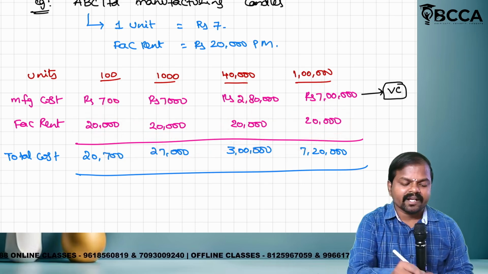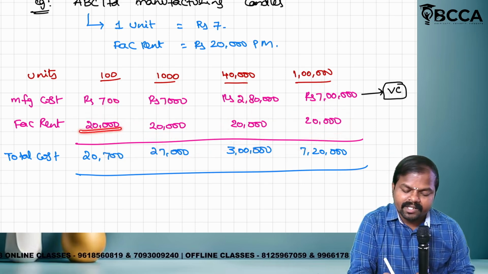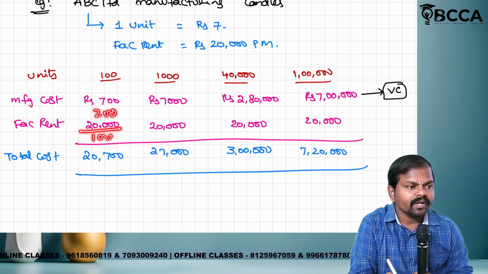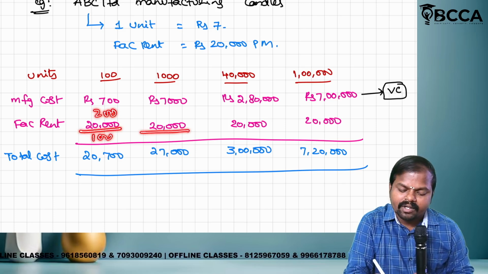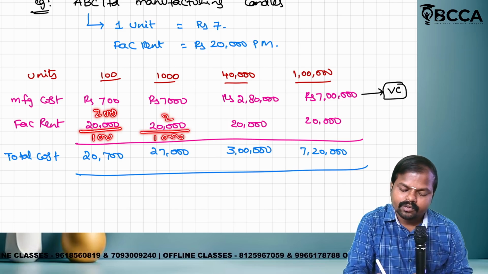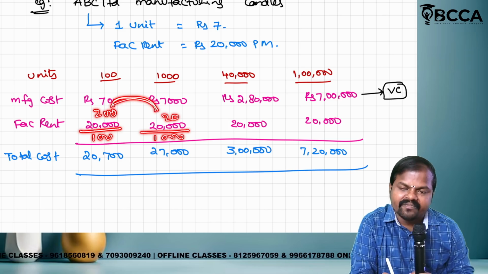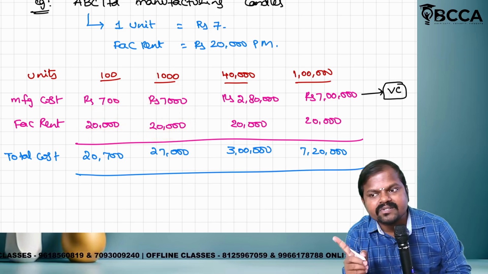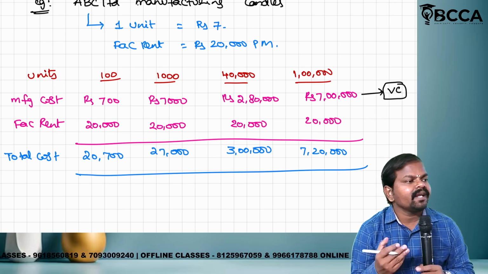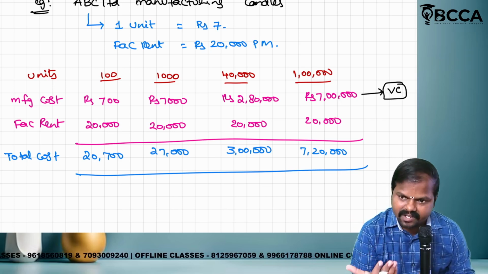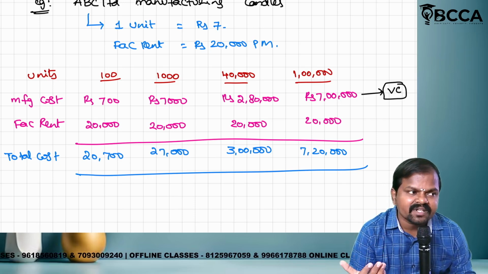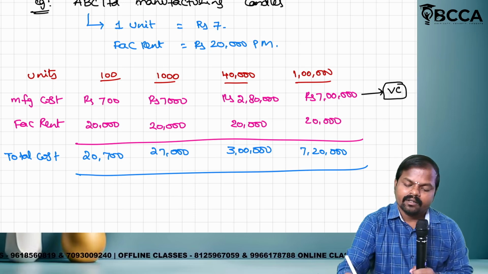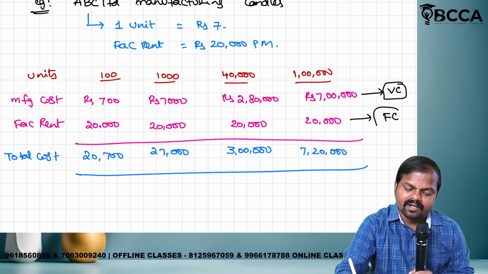Satisfied. Please take the calculator. 20,000 divided by 100. How much? 200. 20,000 divided by 1,000. 20. It means cost per unit under the first case is 200, second case 20. It means cost per unit is changed. It means condition number 2 under fixed cost is matched. Clear? We can conclude that it is fixed cost.